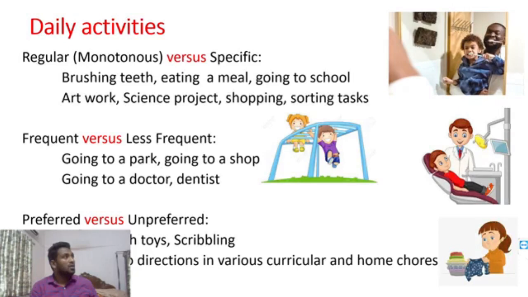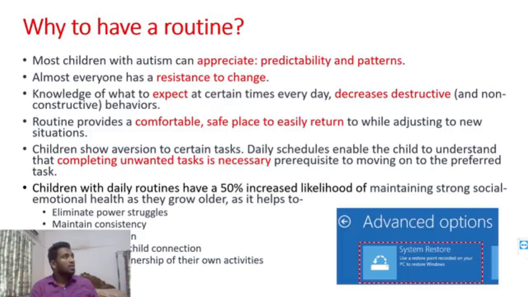Okay, now why should we have a routine? Our children with autism can appreciate predictability and pattern. Just imagine you are in your own building, walking down the stairs, and suddenly you notice that one day you have to take another way because the stairs are under repair, right? So it disturbs your regular activity. So predictability and consistent patterns make it easier for the children.